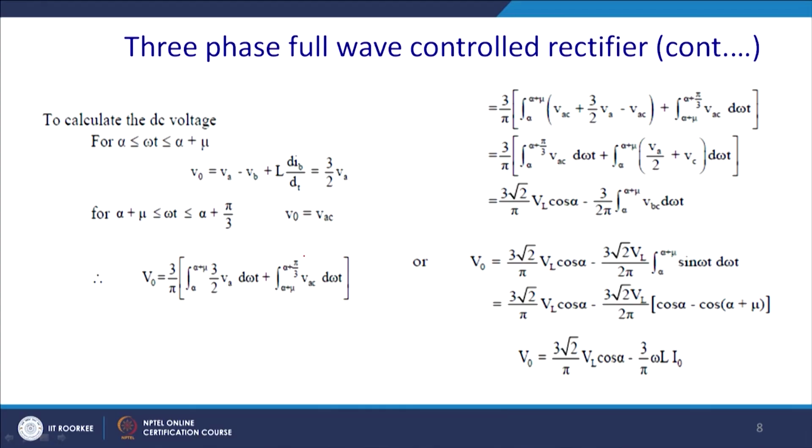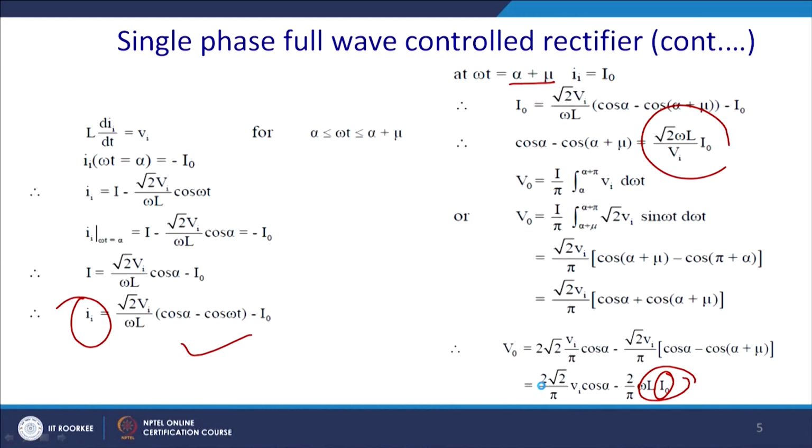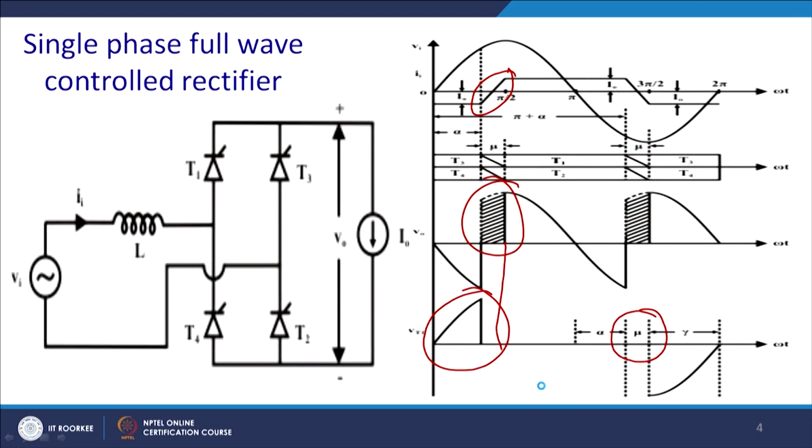So, you just expand it and ultimately you get 3 root 2 by pi VL cos alpha minus 3 by 2 pi, alpha to alpha plus mu, VDC. From there you can calculate, this value is 3 root 2 by pi VL cos alpha minus 3 by pi omega L I0. If you compare the results with the diode-based rectifier, it is almost the same.